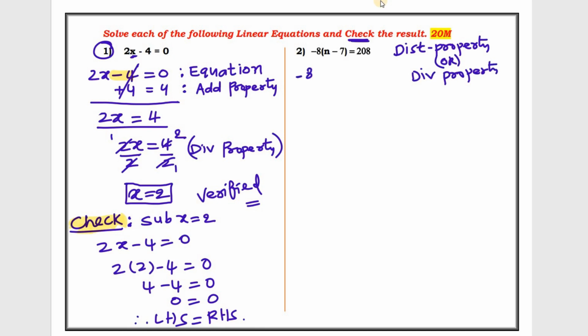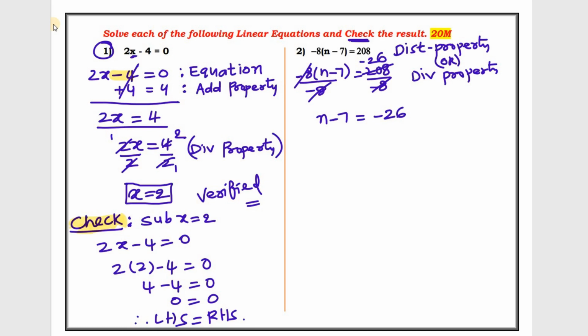So minus 8 times n minus 7 is equal to 208. I am dividing by minus 8 on either side. So minus 8 and minus 8 cancel out. So here we have to simplify 208 with 8. So 8 times 2 is 16, 4 is remaining, 48, 8 times 6 is 48, so that is negative 26. So n minus 7 is equal to minus 26.